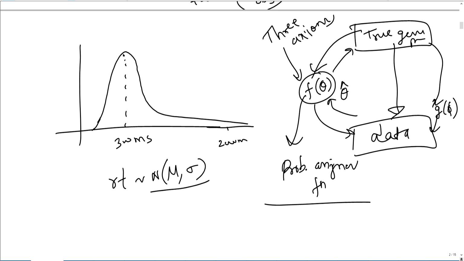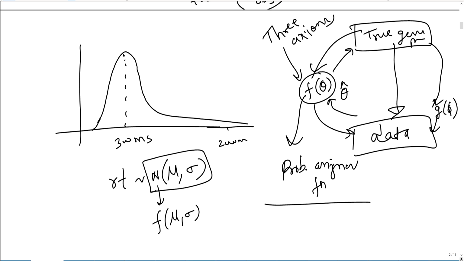What is this normal distribution, mean mu, standard deviation sigma? This is exactly a probability assigner function. The form of the function is given by a normal process. We will see what is exactly the form of a normal distribution. So, this is f and it has two parameters, mu and sigma. This is an assumption we are making about the true generative process, that these reaction times come from a Gaussian process with parameters mu and sigma. But if this assumption is unreasonable, then you might make wrong inference sometimes.